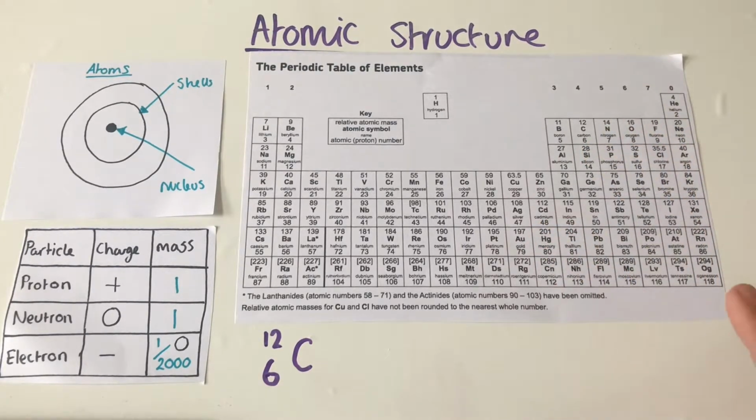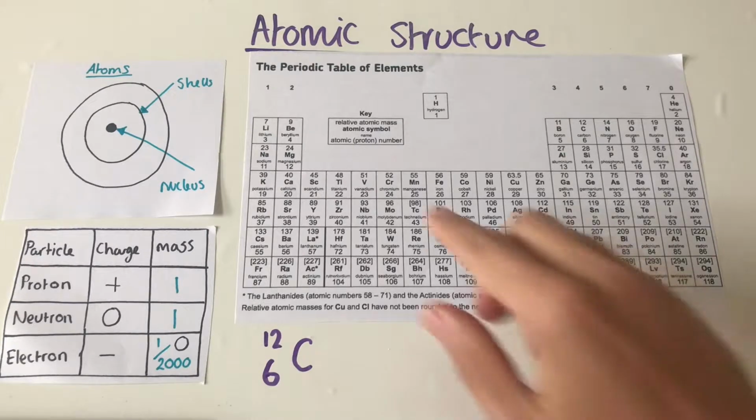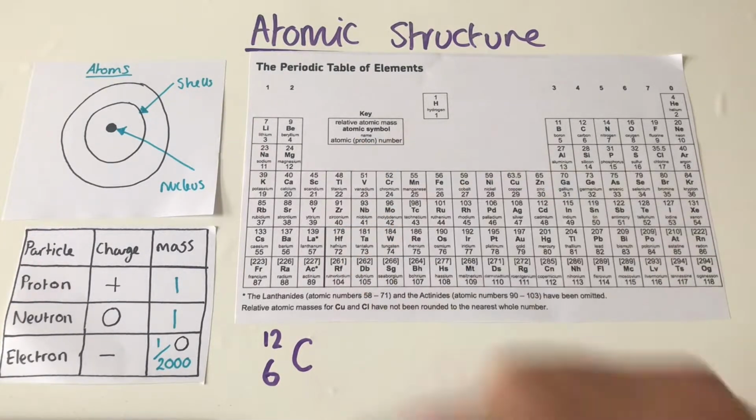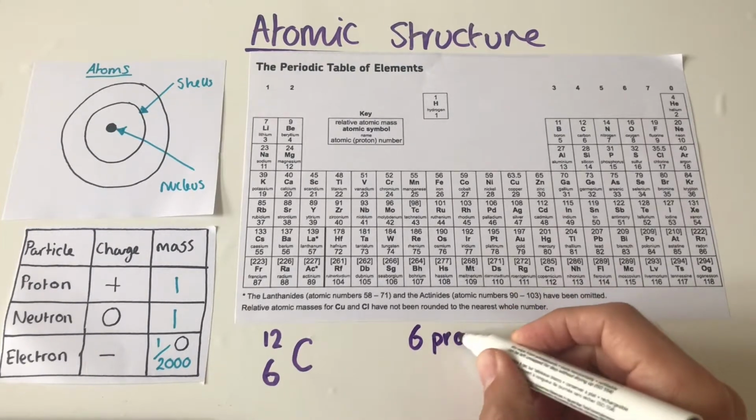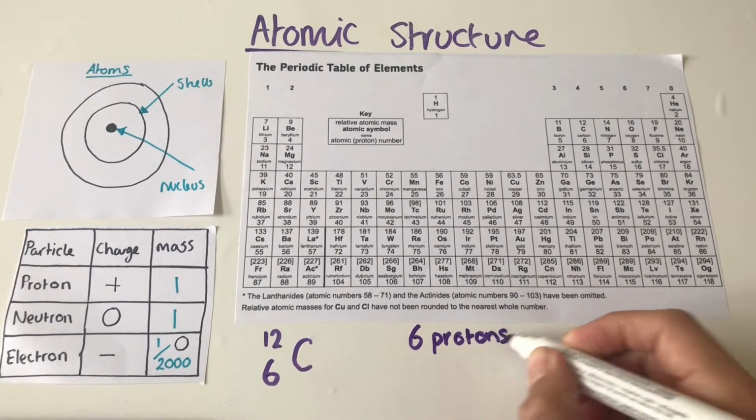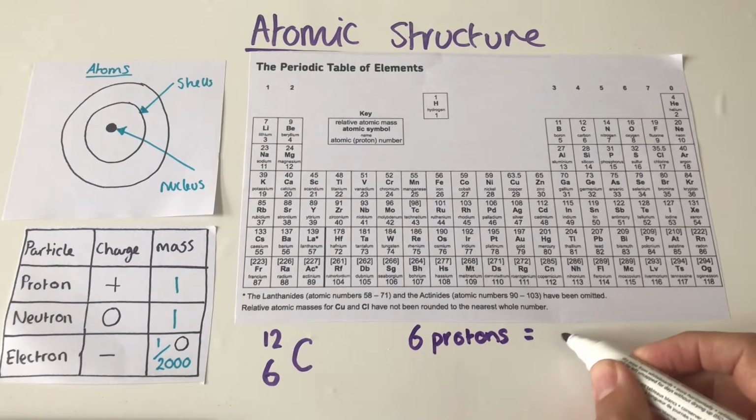Now it's really important that we're referring to atoms here, because later on in the course we'll look at ions when the atomic number will not be the same as the number of electrons. But for our first example here, we've got 6 protons for a carbon atom. So in the nucleus, that charge in the nucleus is 6+.